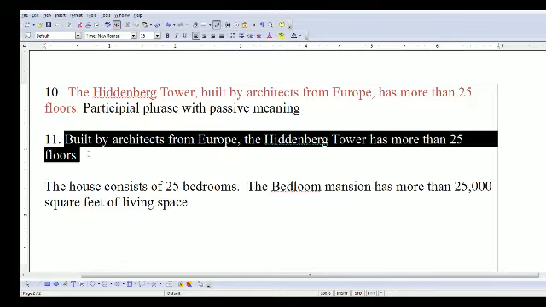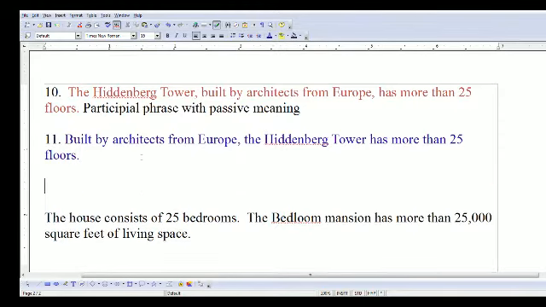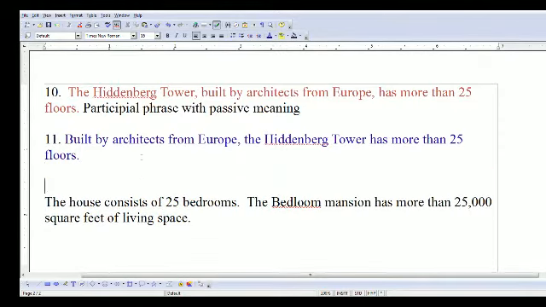This one is really the one you don't do all the time, but it really shows you have a very good understanding of syntactic variety. Notice the Hindenburg Tower, that's your subject. The verb is has, and then you have the participial phrase before the subject. So remember that these participial phrases and these appositives can be placed directly before or after the words they modify. Right?